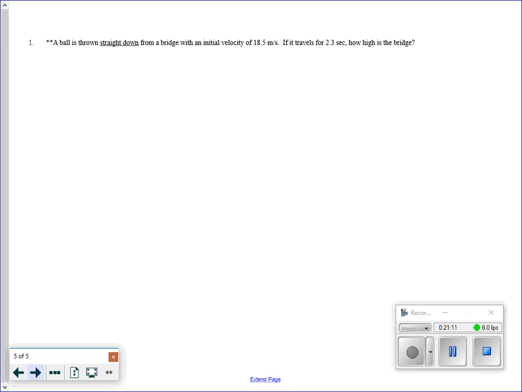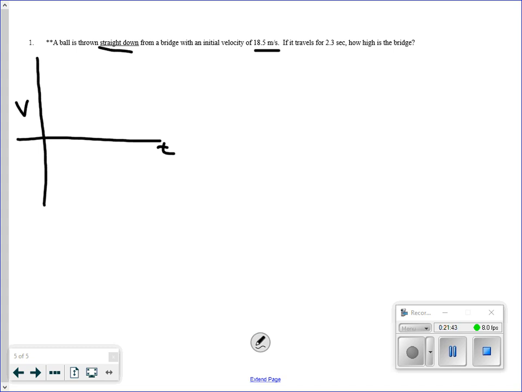Okay, so our very, very last one here, number 10, the ball being thrown straight down from a bridge with an initial velocity of 18.5. We're given the time in the air. How high is the bridge? Our graph is going to look a little different right now. All right, so that's why I changed my mind on this one about going back and doing the other one. All right, so the ball is being thrown straight down with an initial velocity of 18.5 meters per second. Well, you know what? If it's being thrown straight down, that's not really 18.5. It's negative 18.5 meters per second because it's downward. Yes?